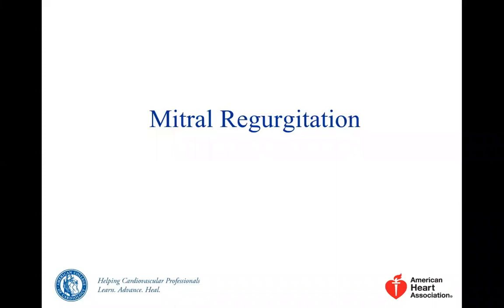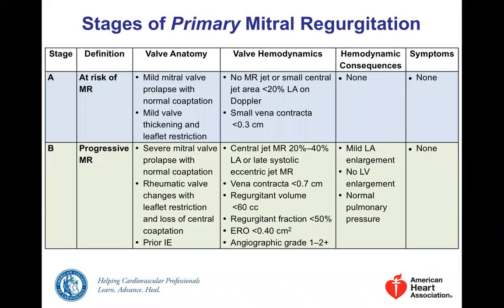Now I start talking about the mitral regurg. We have primary mitral regurg and secondary mitral regurg, and each of them has stages. For the primary mitral regurg, we have 4 stages, A, B, C, D. Stage A is the patient who's at risk of mitral regurg. Valve anatomy will be mild mitral valve prolapse with normal coaptation. There would be mild valve thickening and leaflet restriction.